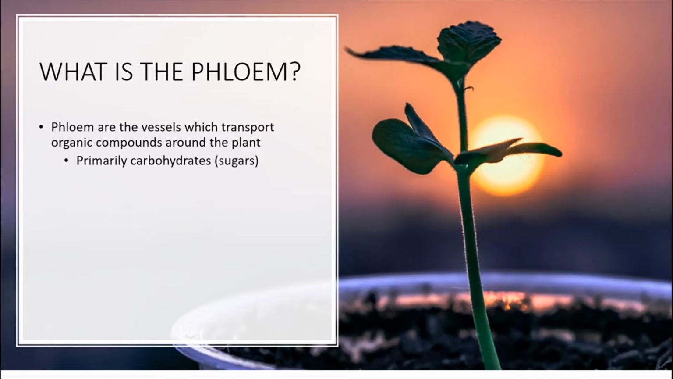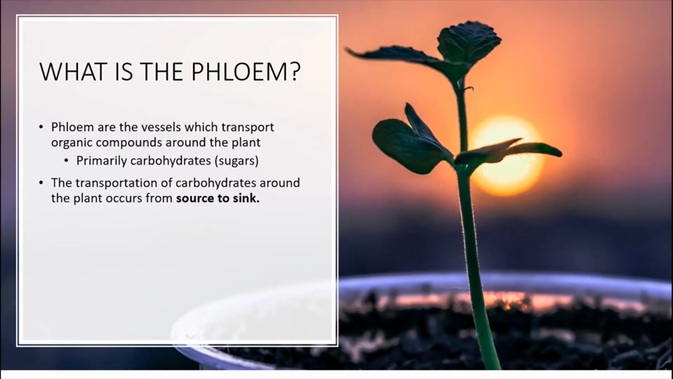And these organic compounds that we talk about are carbohydrates, which we know are just sugars. And if you've ever had a look at a tree and seen this sort of sticky substance oozing out of it that we call sap, that is what is usually contained inside the phloem vessels.